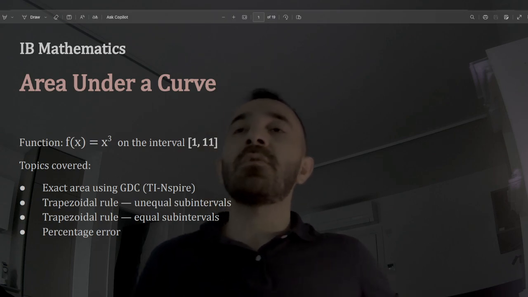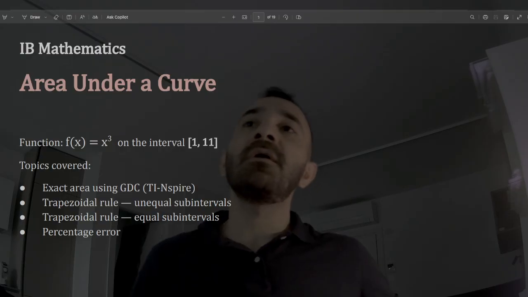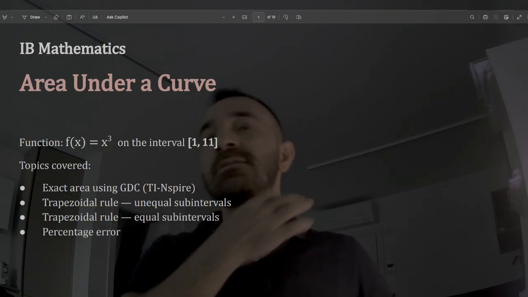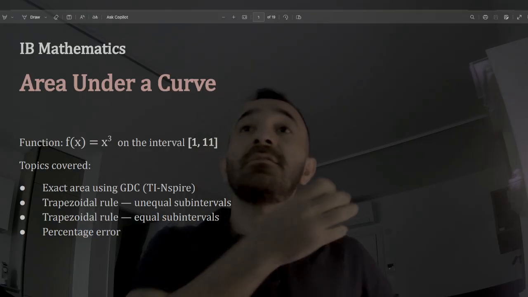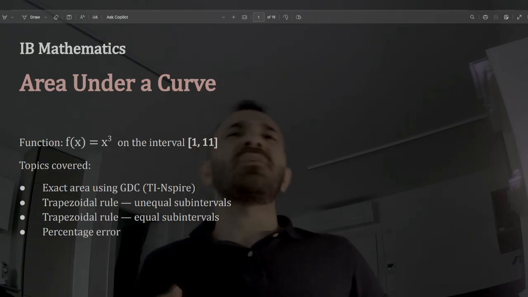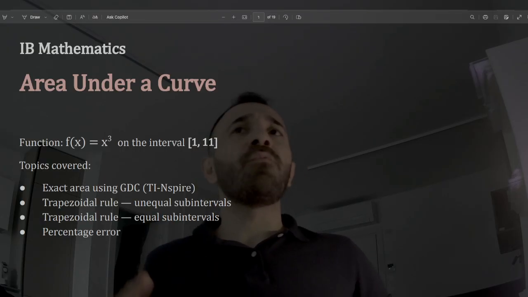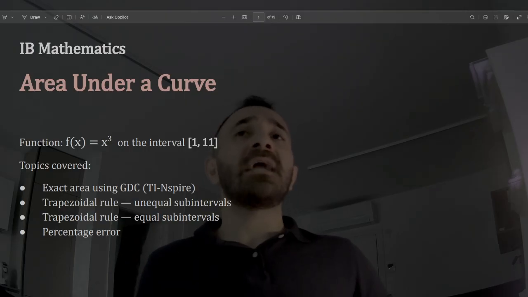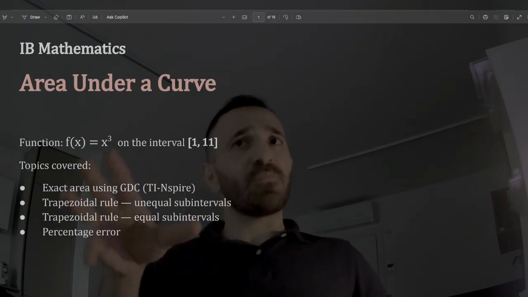In this video, I'm going to talk about how to find area under a curve. I'm going to consider three cases to practice. This is one of the last topics you learn in your course, so it's something that many of you struggle with. And hopefully at the end of this video, you're going to have a better understanding of these kinds of questions.